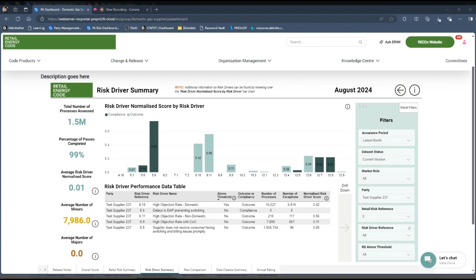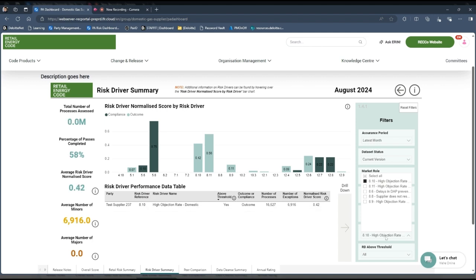Now that I've filtered down onto the retail risk, I will also filter down onto the specific risk driver for which I'm over threshold. I can see that that is 8.10. Firstly, the detail of the risk driver in question is displayed here at the bottom of the tab. There are specifically a few key pieces of information I'm interested in looking at now that I know I'm over threshold for a particular risk driver.